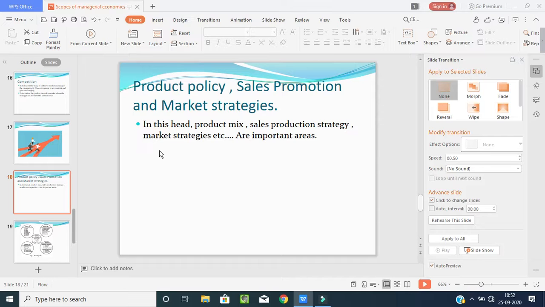Next, the last one: product policy, sales promotion, and market strategies. Under this head, you will have the product mix, sales promotion strategies, market strategies, etc., which are important areas. That means what the product policy should be, and what sales promotion should be there.